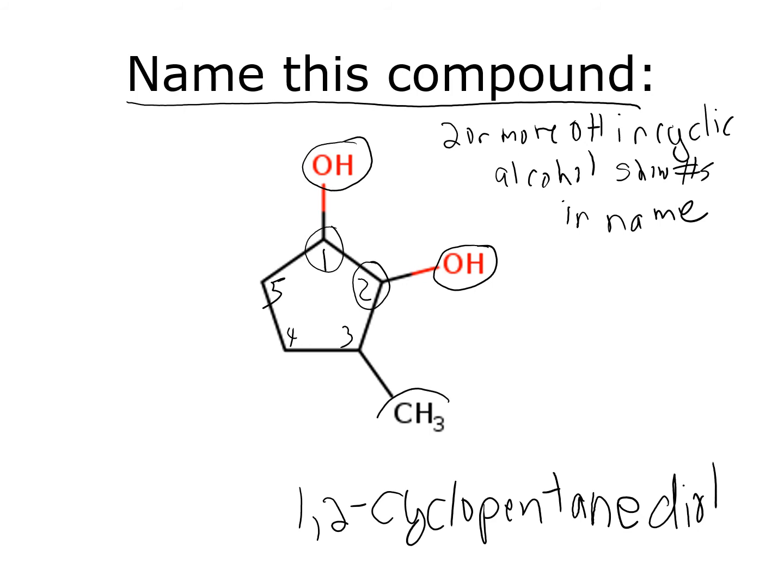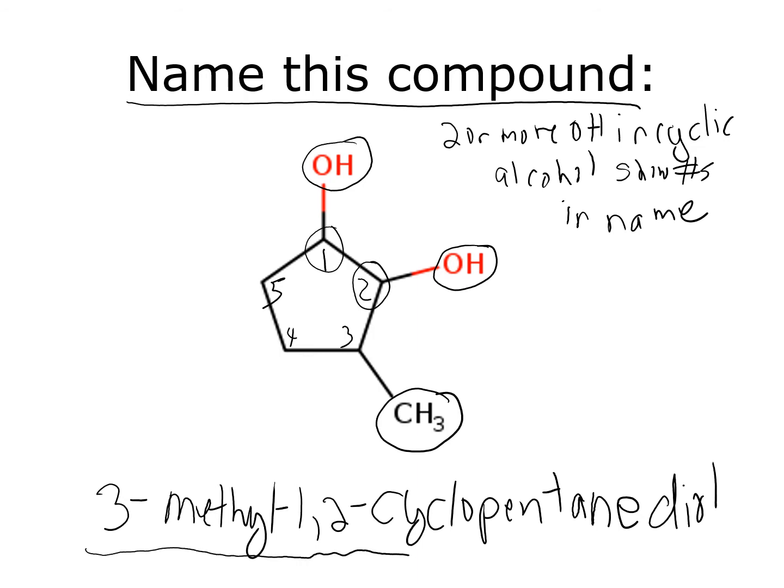And then I have a group attached, a methyl. And methyl is attached to carbon number 3. So the name of my compound is 3-methyl-1,2-cyclopentanediol.